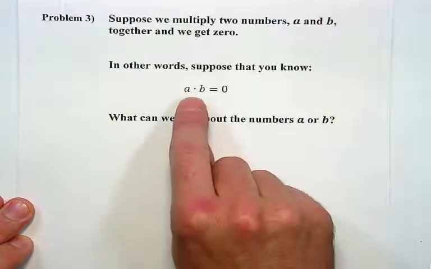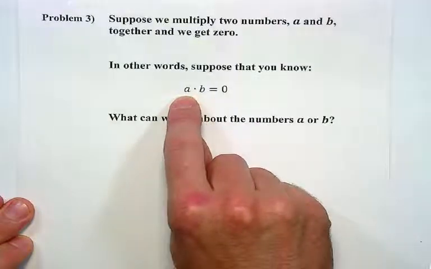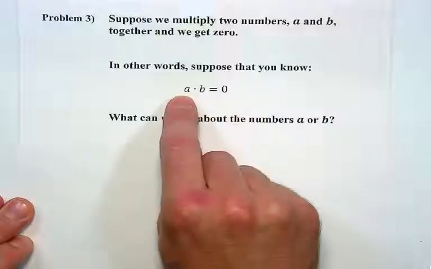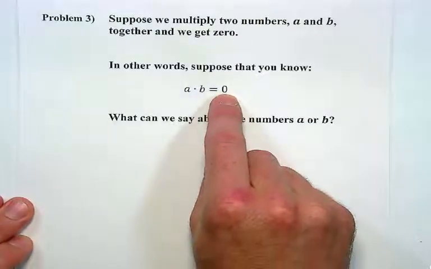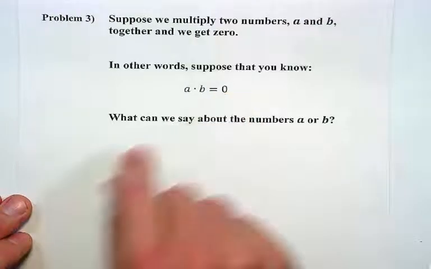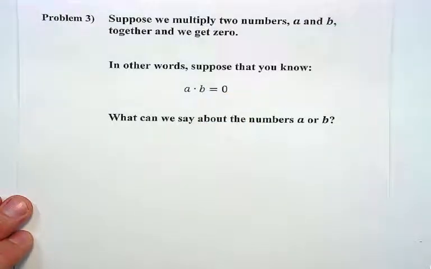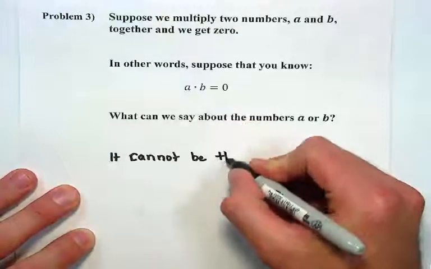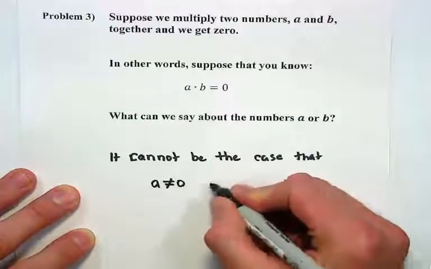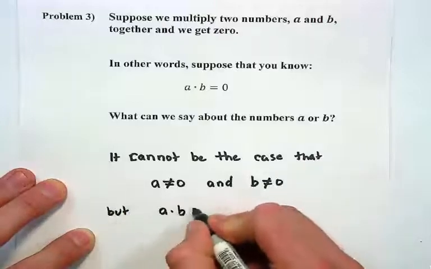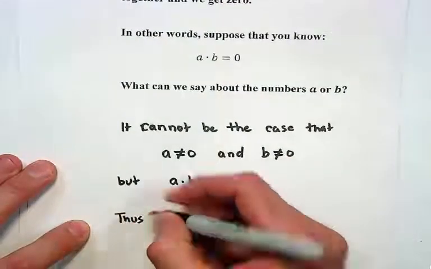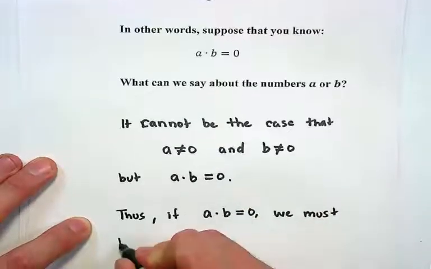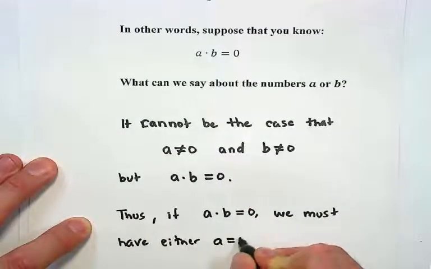Is it ever possible that both A and B are not zero, and when you multiply them, you get zero on the right-hand side? It cannot be the case that both numbers, A and B, neither of them are zero, and the product is zero. In other words, it must be true that if A times B equals zero, either A has to be zero or B has to be zero.